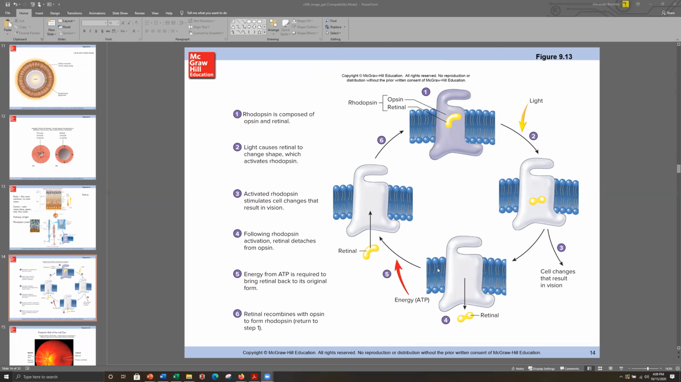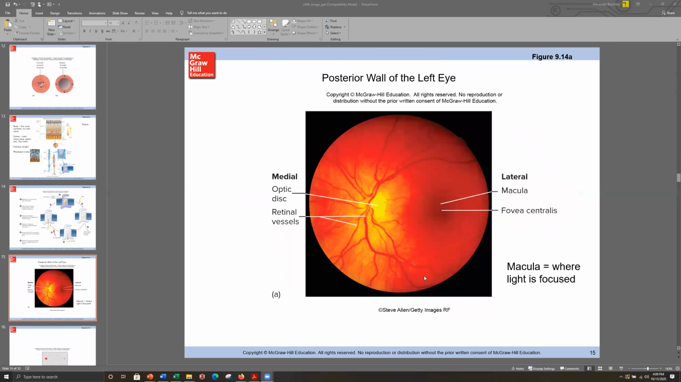When the posterior region of the retina is examined with an ophthalmoscope, two major features can be observed: the macula and the optic disc. Okay, so here, that's what we've got represented here.